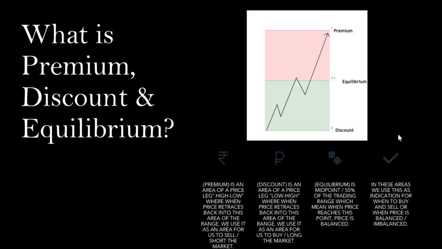So we can use premium and discount to tell when to buy and when to sell. Remember, buying in discount, selling in premium. Equilibrium is balanced price.